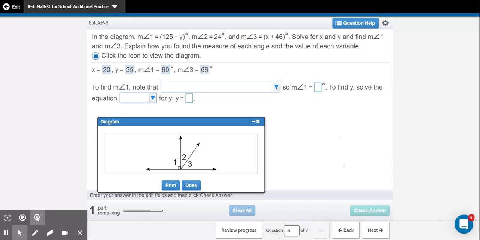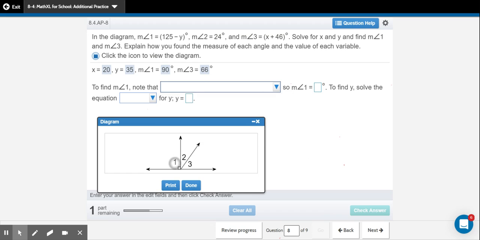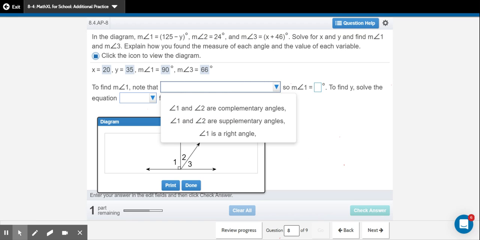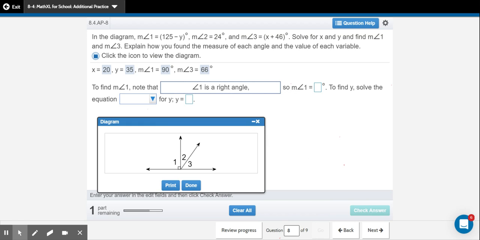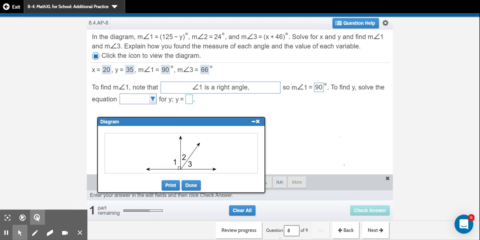We actually talked about this already. To find the measure of angle 1, note that 1 and 2 are complementary angles. That's not true. 1 and 2 are not complementary. 1 and 2 are supplementary? Nope, they do not form a straight line. Angle 1 is a right angle. Yes. So the measure of angle 1 equals 90. To solve for y, find the equation. We already did this: 125 minus y equals 90, and y equals 35.